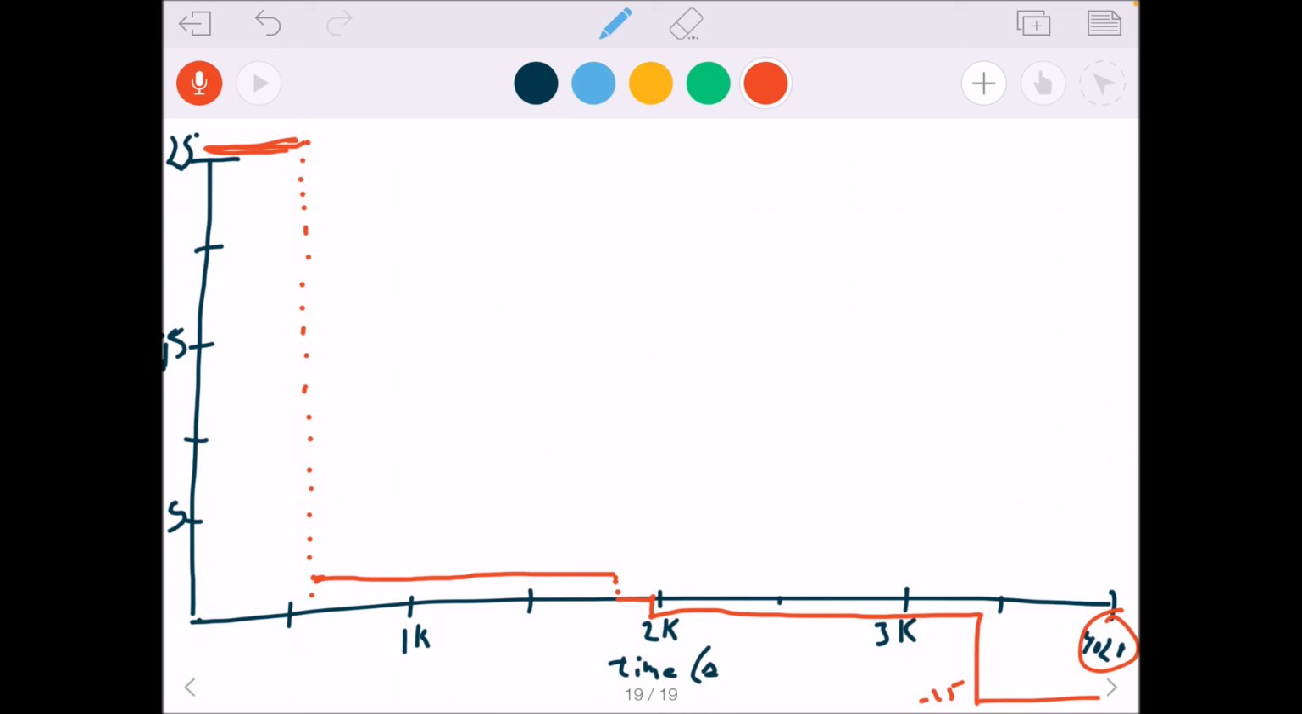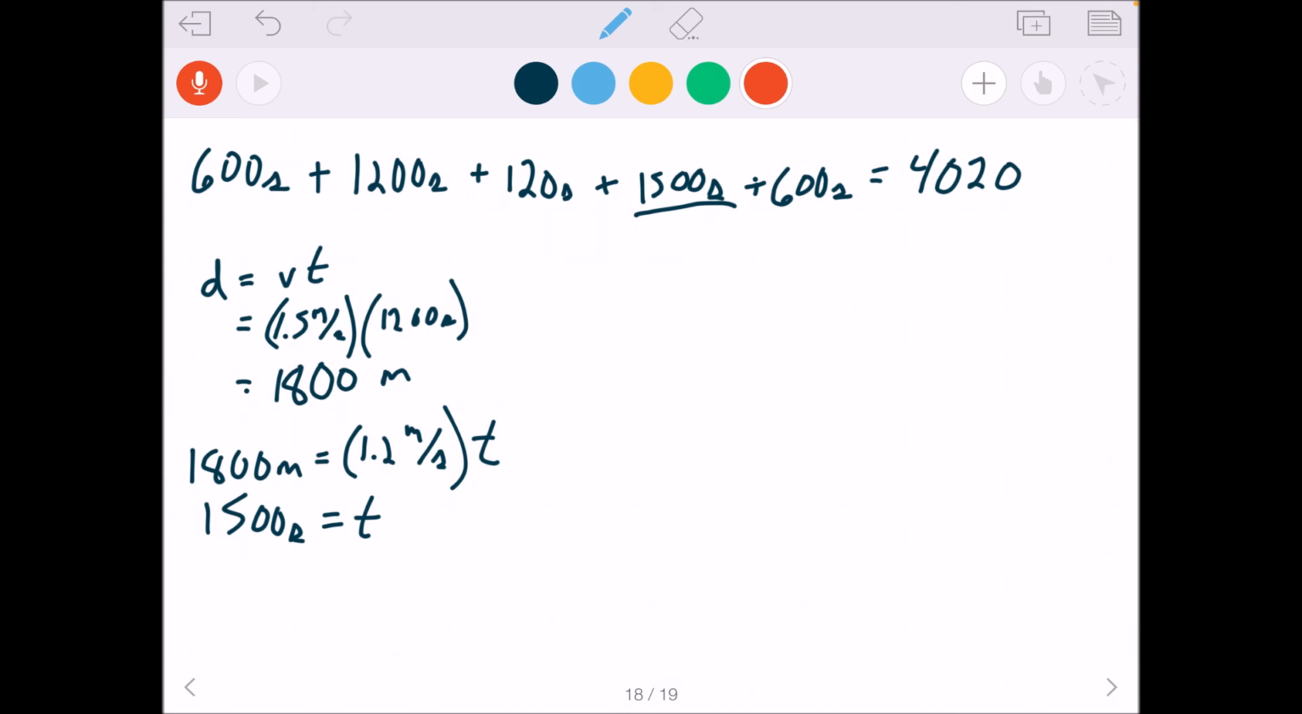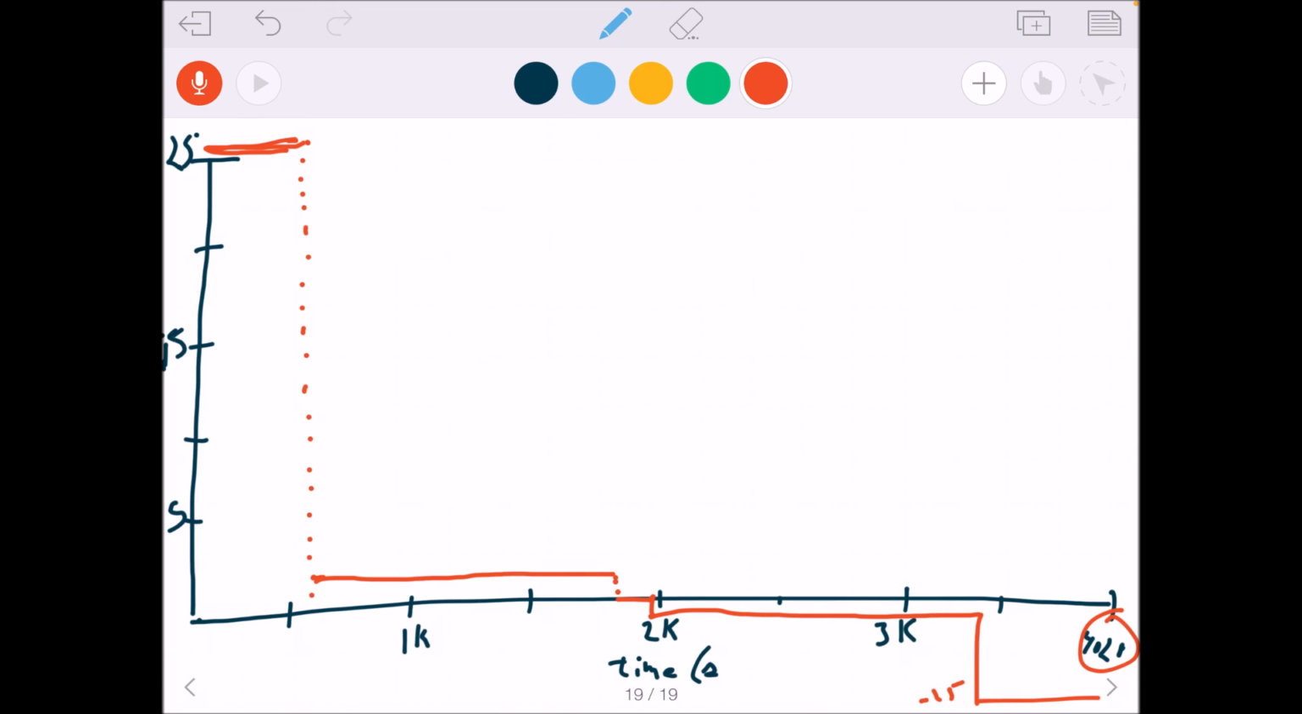Okay, so in part A it says calculate the distance the driver walked to the gas station, find the time it took him to walk back to the car. Well, we did that already over here. He walked 1800 meters to the gas station, and it took him 1500 seconds to walk back. And then draw a position time graph for the situation using the areas under the velocity time graph. So, a position time graph then, we would need to draw.